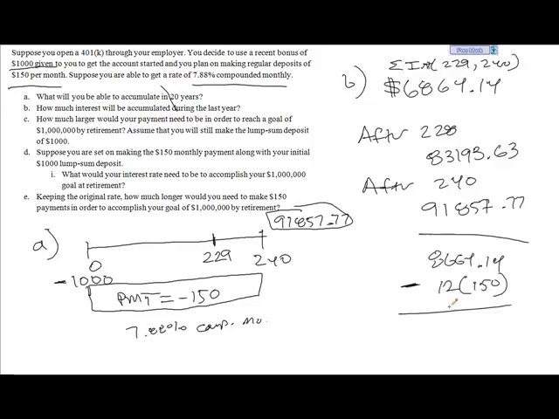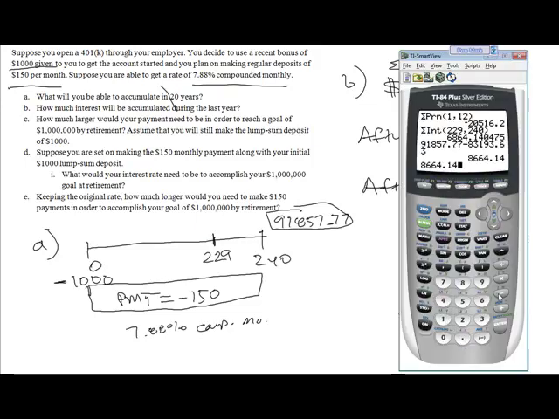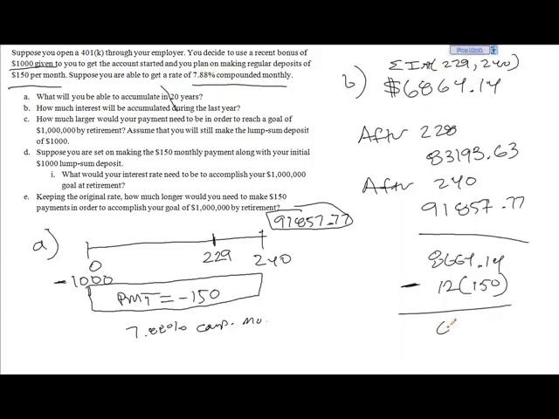So we do 8664.14 minus $1,250 payments, and that gives us, notice, 6864.14. So these are just two ways we could do it.